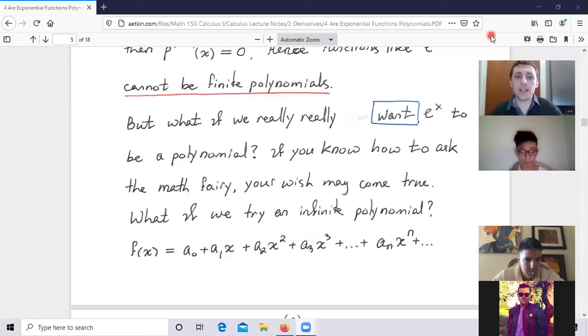Yes, but first a0. How do I find a0 before I do anything else? You understand the strategy. What is the value at 0? I need this coefficient, right? How do I get it? Very simply.